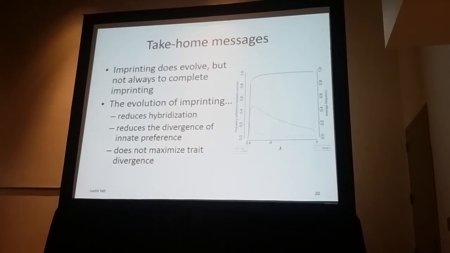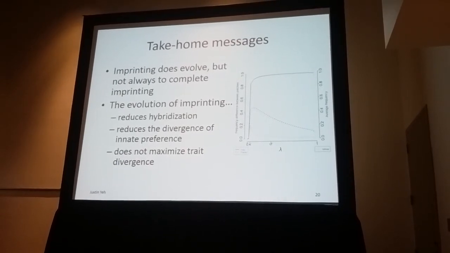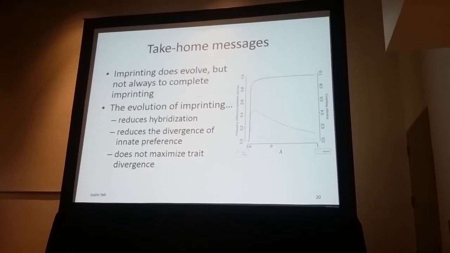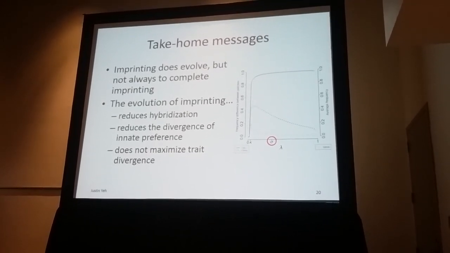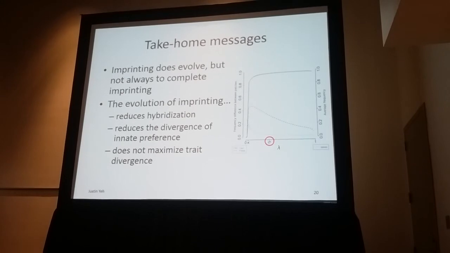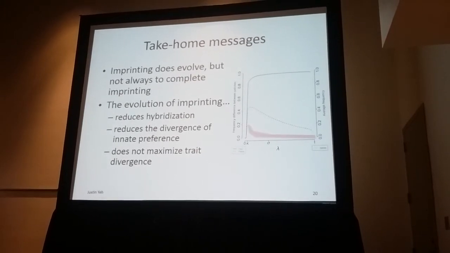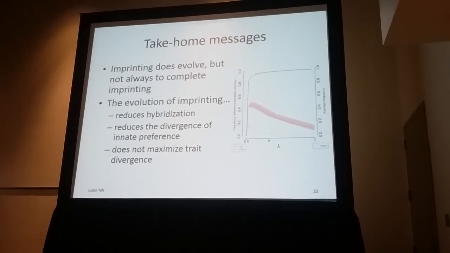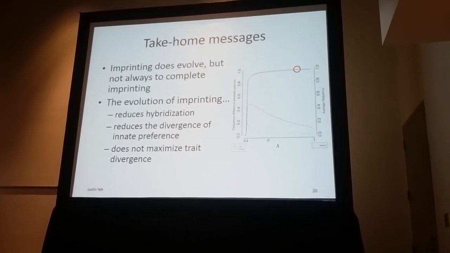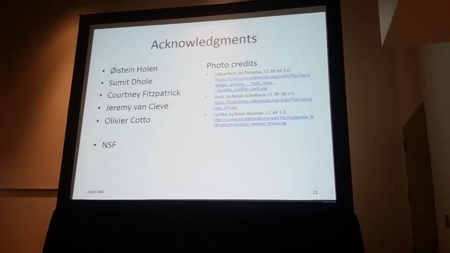So the take-home message is first, imprinting does evolve, but it doesn't always evolve towards complete imprinting. It often evolves to somewhere in the middle. And the evolution of imprinting reduces hybridization, it reduces the divergence of innate preference, and it does not maximize trait divergence. And with that, I'll take any questions.